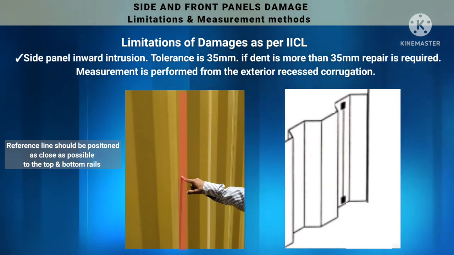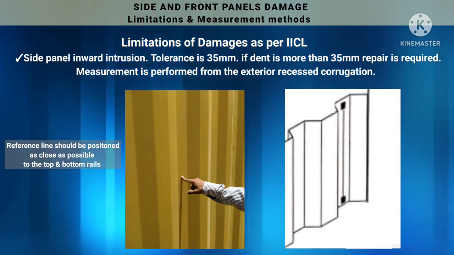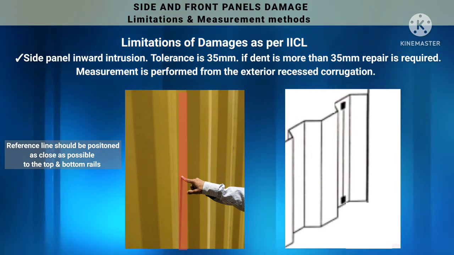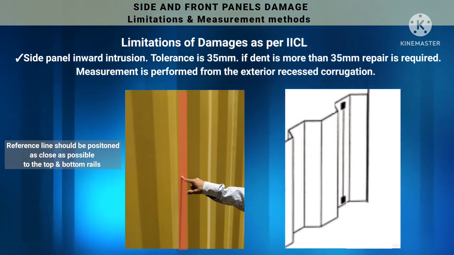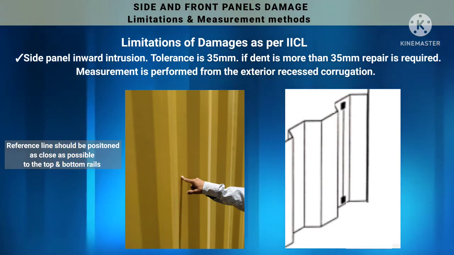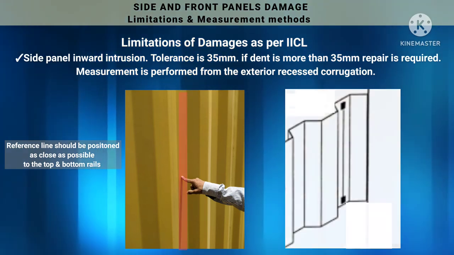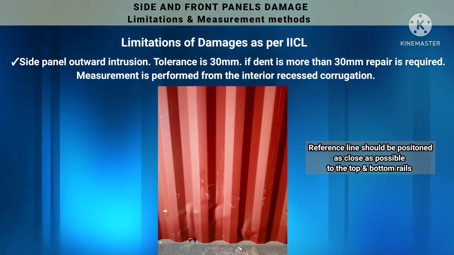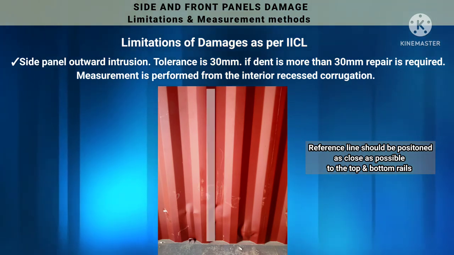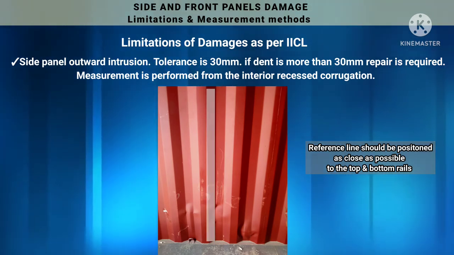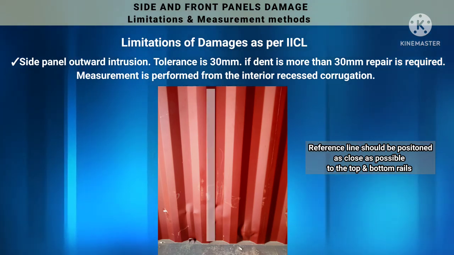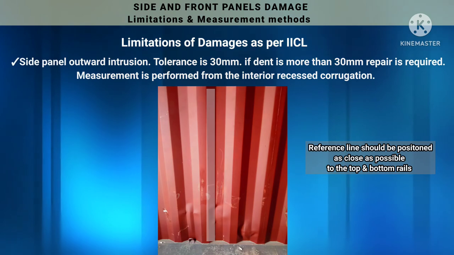Number 1. Side panel inward intrusion. Tolerance is 35 mm. If the dent is more than 35 mm, repair is required. Measurement is performed from the exterior recessed corrugation. Number 2. Side panel outward intrusion. Tolerance is 30 mm. If the dent is more than 30 mm, repair is required. Measurement is performed from the interior recessed corrugation.